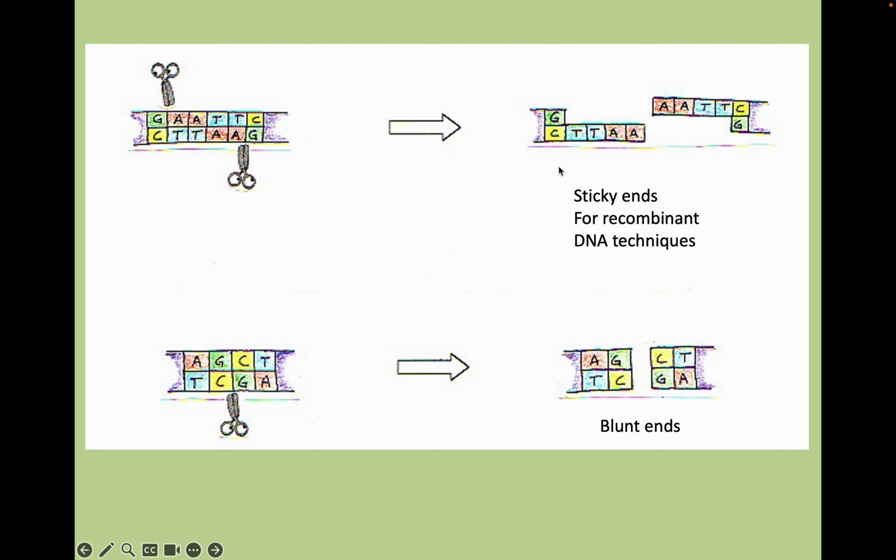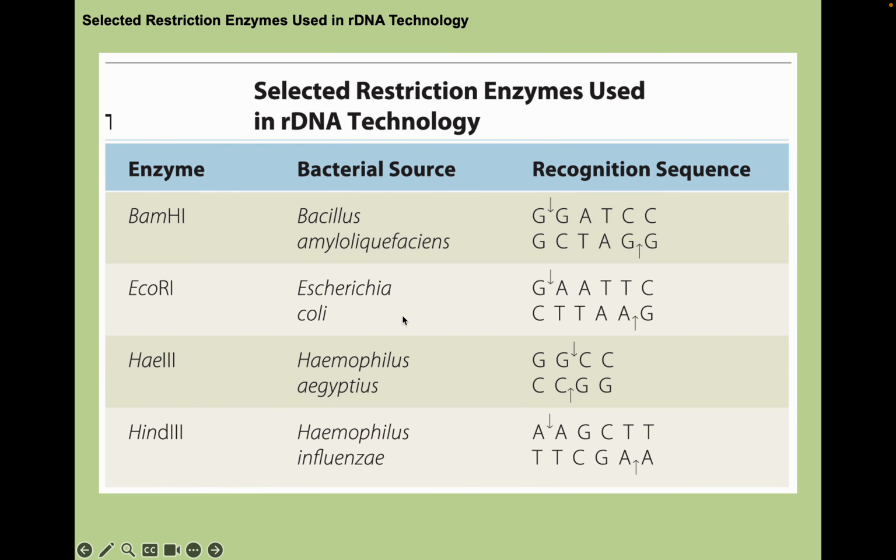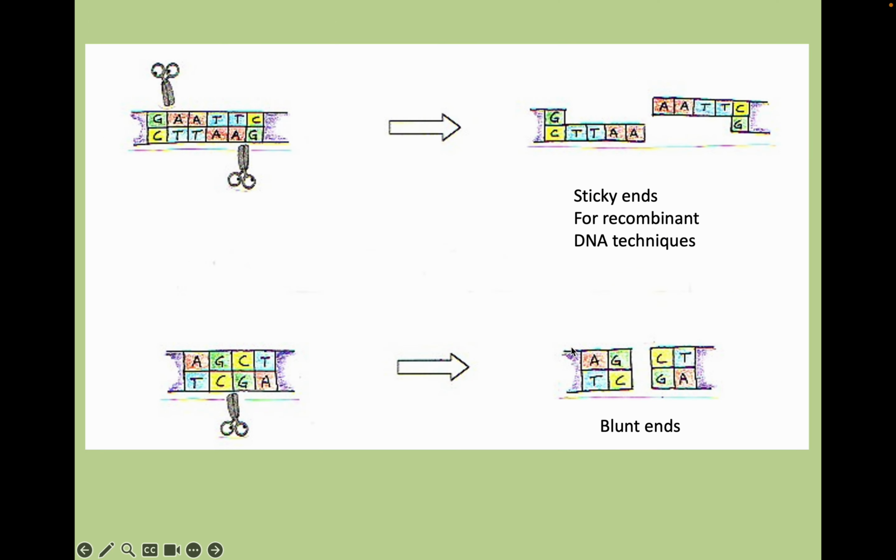So what it does is it leaves us sticky ends for recombinant DNA techniques. Or, depending on which one we use, like this one here, HaeIII, cuts right across. So instead of leaving sticky ends, it leaves blunt ends.